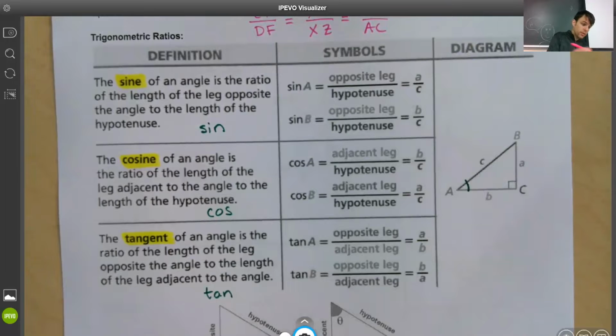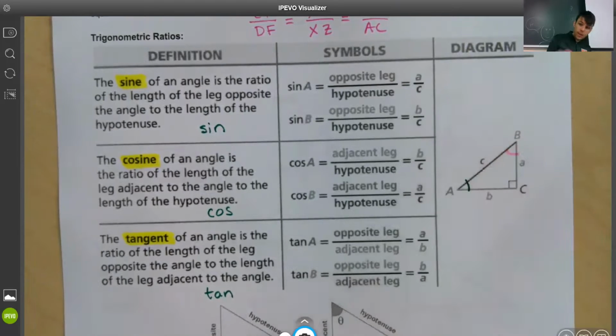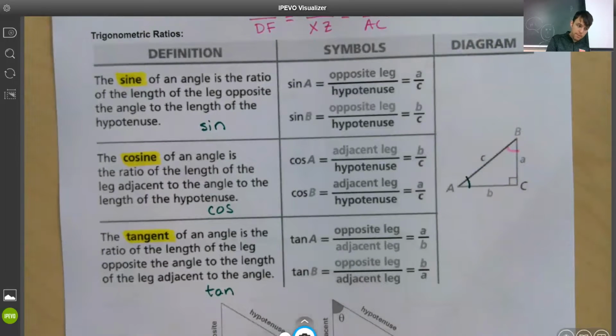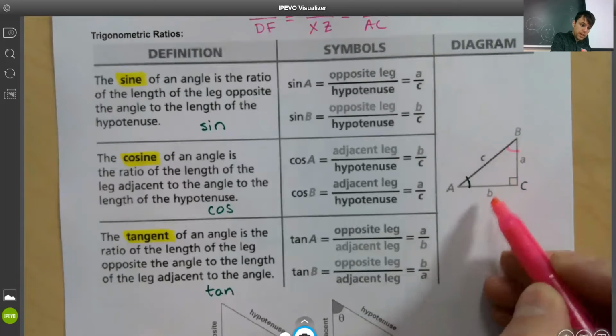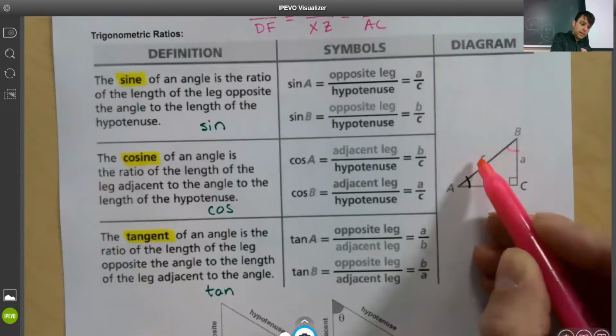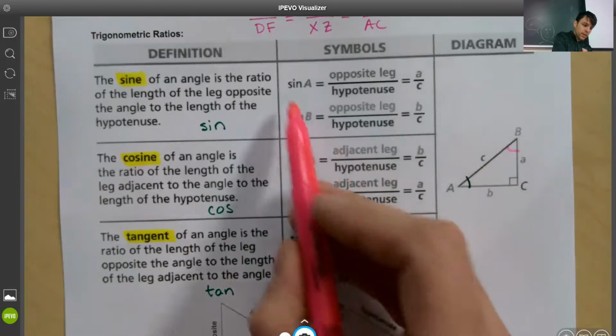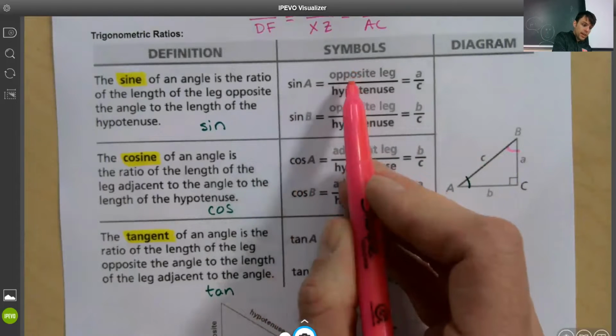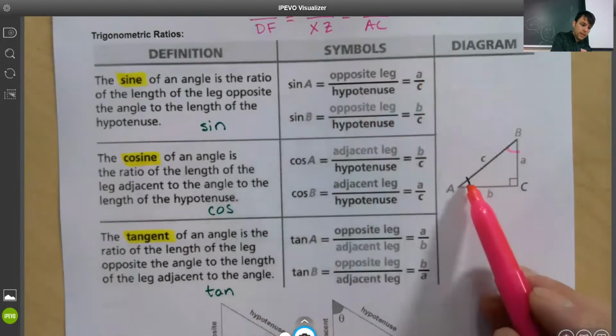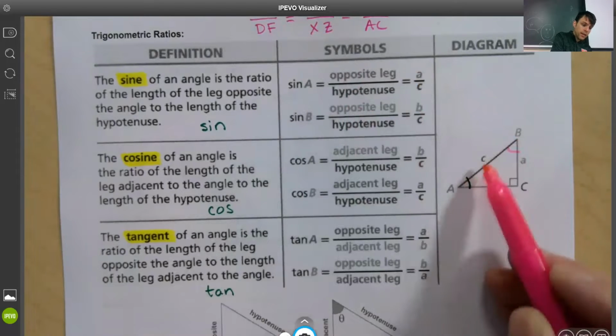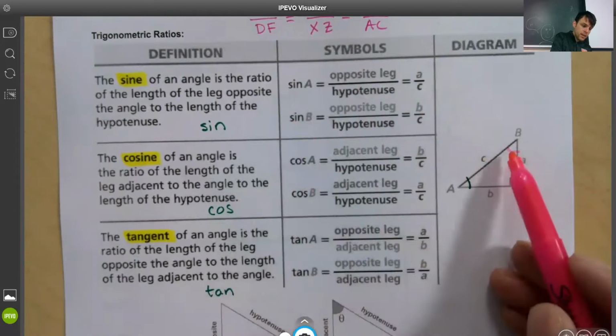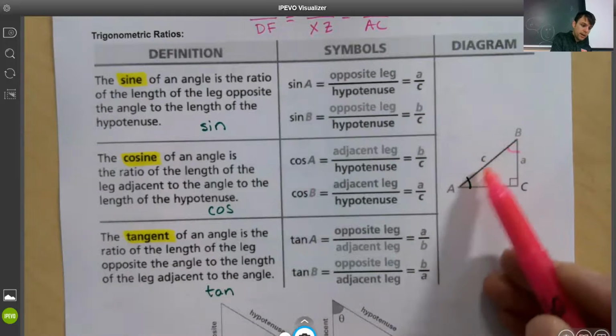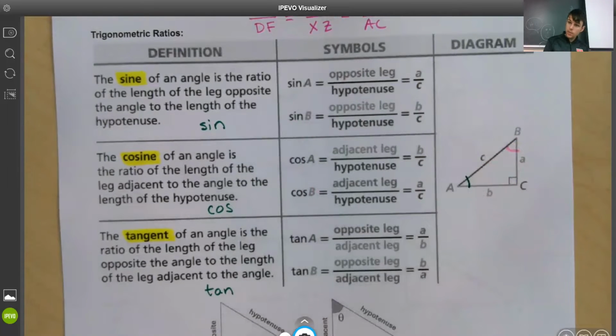Now, if we're referring to angle B rather than angle A, this does change things up a little bit, right? The side that is opposite of angle B is actually side b divided by the hypotenuse, c. So let's go through that. Sine of A is opposite leg over hypotenuse, which was a over c. Sine of B is opposite b over hypotenuse c. So it changes a little bit depending on which angle we do the sine ratio for, but we still use the opposite over the hypotenuse.